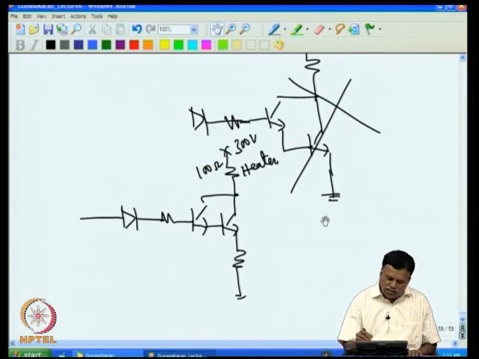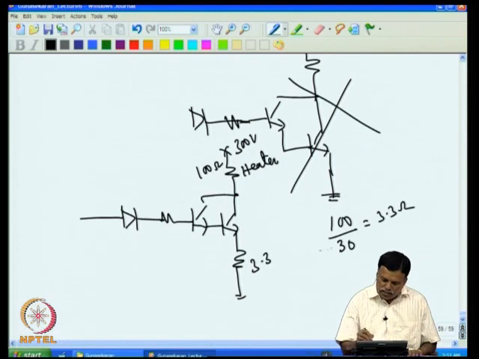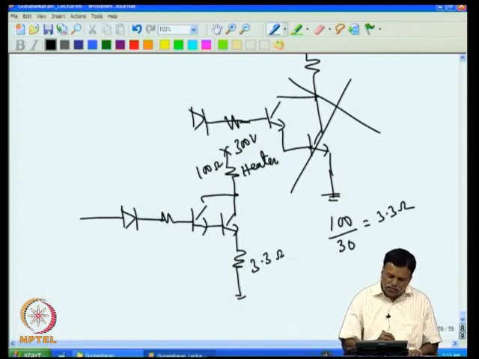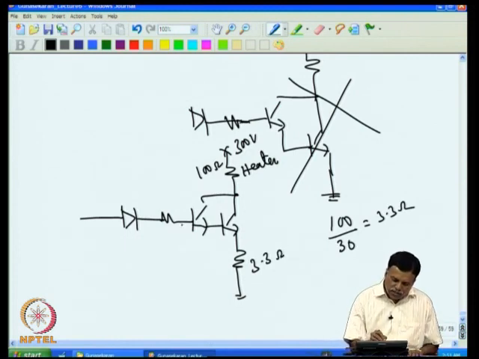That means 100 by 30. This is 100 ohm, and the gain requirement is 30, so we need 3.3 ohms. For example, I put 3.3 ohms, because when the voltage at this point changes by 10 volts, I want the heater voltage to change by 300 volts. That is why we are calling it a gain of 30. So a 10 volt change has to produce a 300 volt change here.